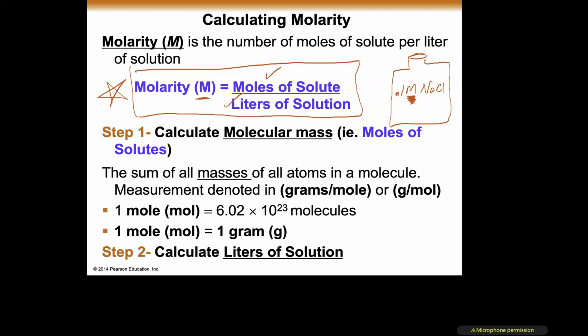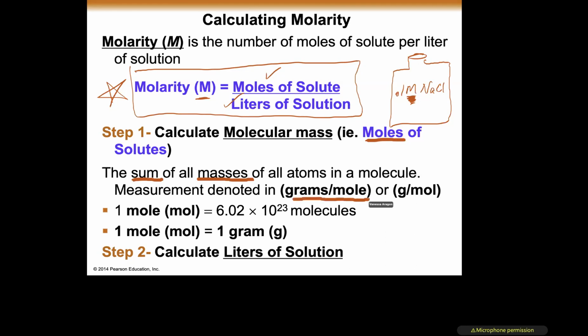First thing you would do in calculating molarity is calculate the molecular mass. The molecular mass is going to tell you how many moles of a solute, and it is equivalent to the sum of all the masses of the atoms. Once you get the sum of all the masses of the atoms, we give it a unit label, and that unit label is called grams per mole.